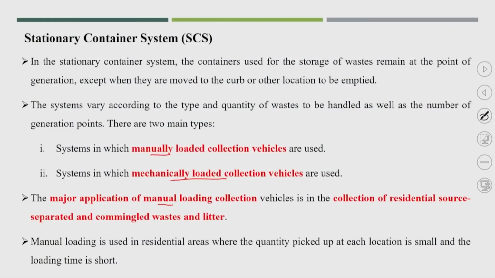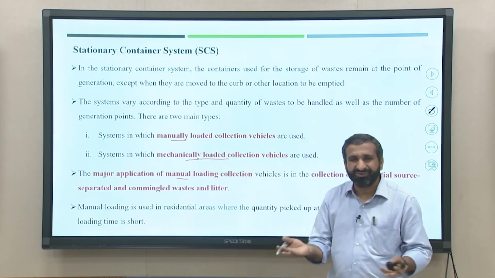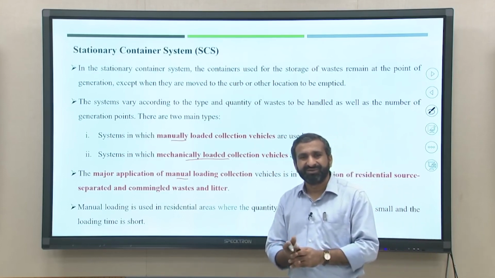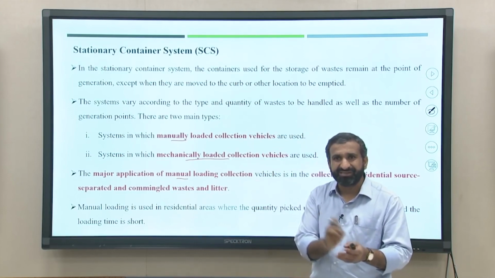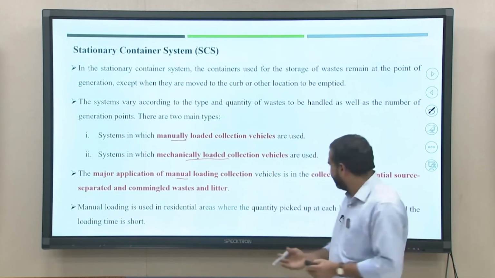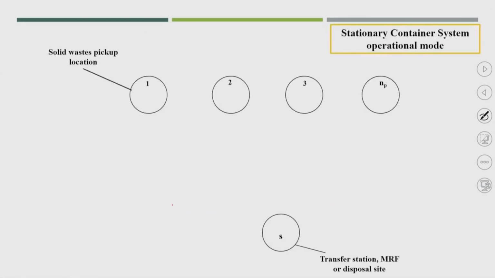Manual loading is used in residential areas, where the quantity picked up at each location is small and the loading time is short. If a small quantity of waste is generated, there is no need for the hauled container system. In a small residential area where the waste generation is low, obviously a small vehicle and a short loading time will be required.